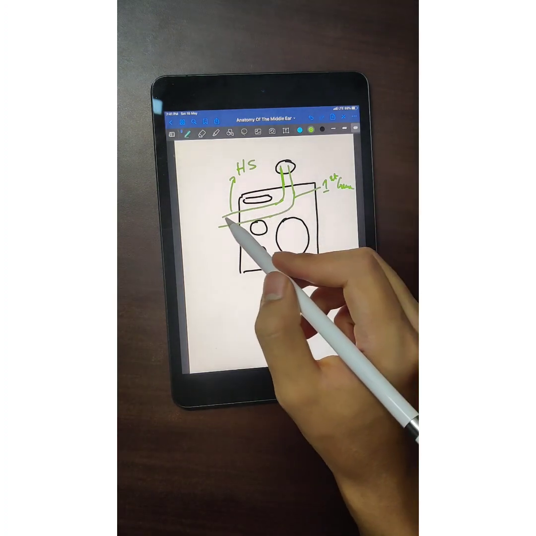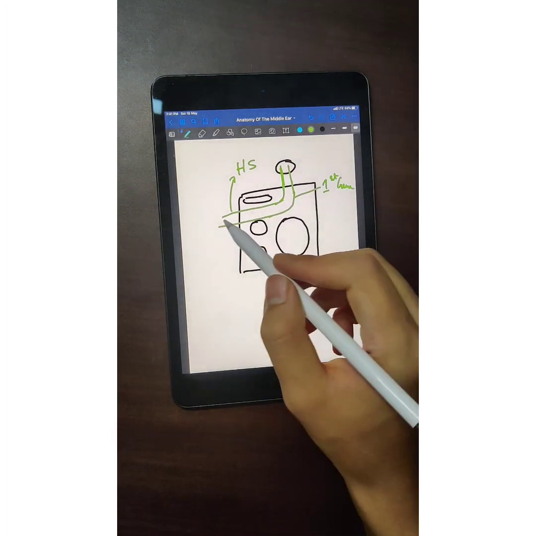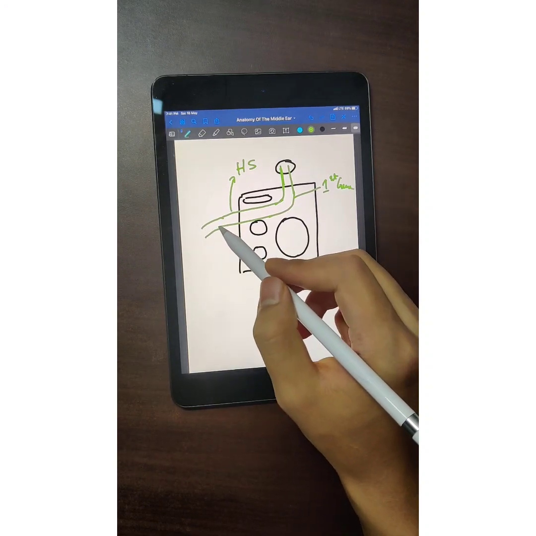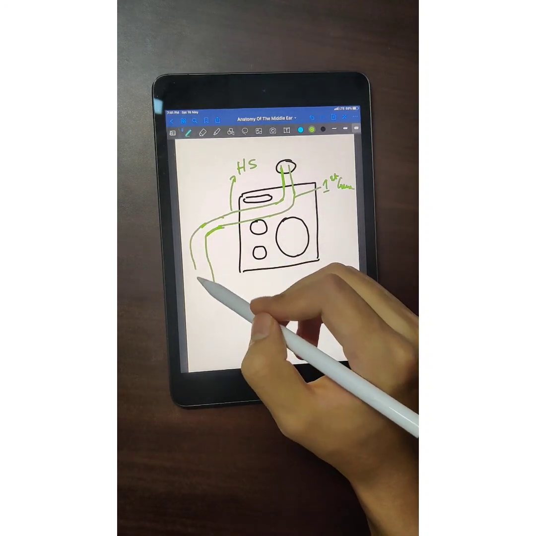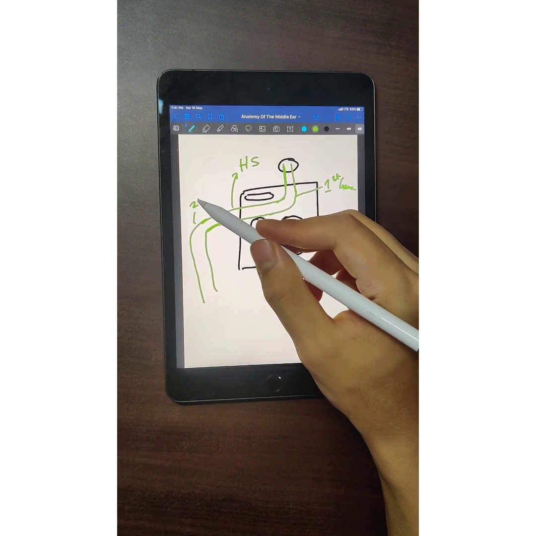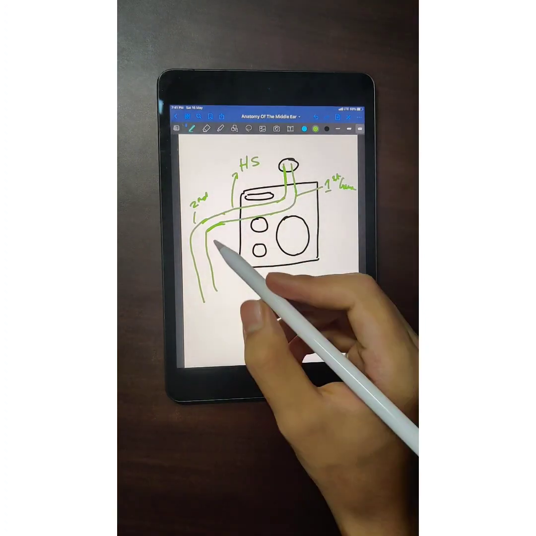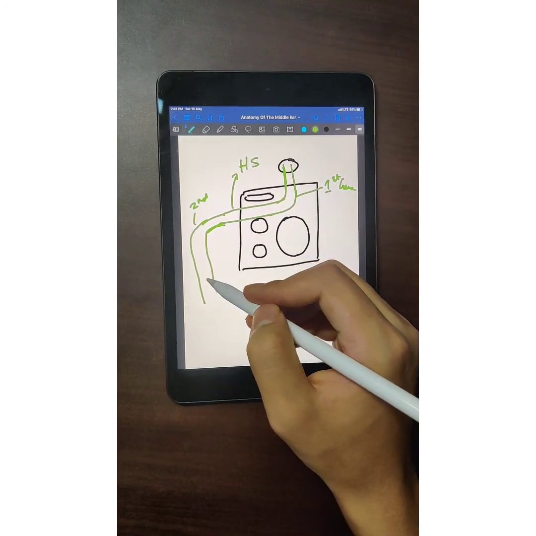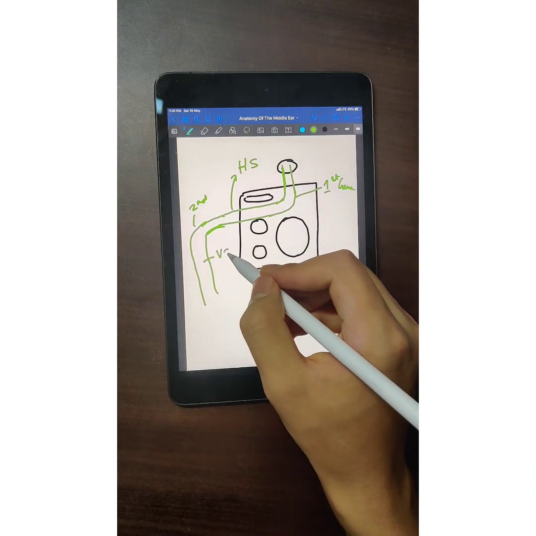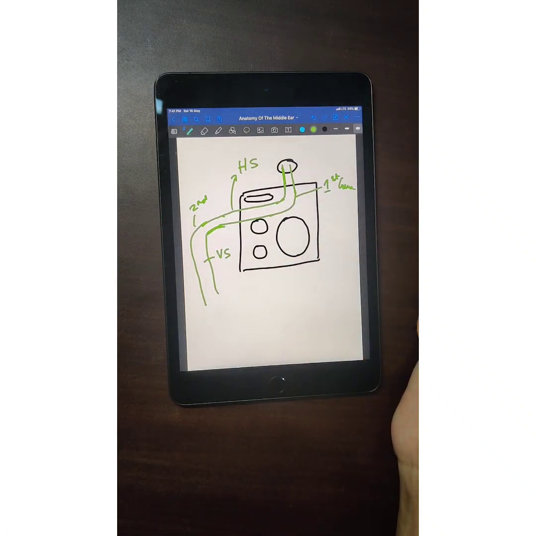Now it comes towards the posterior wall of the middle ear, and then it takes a second turn. So the second turn means the second genu. And then this part is the vertical part, so this is known as the vertical segment of the facial nerve.